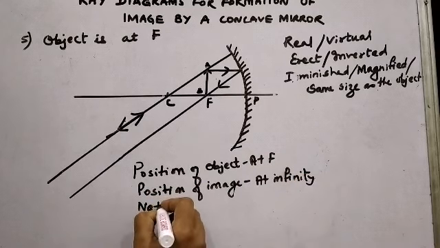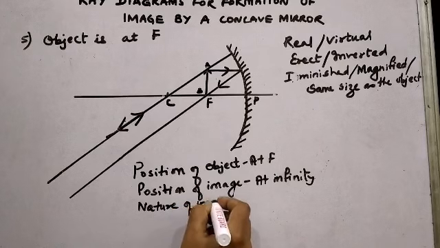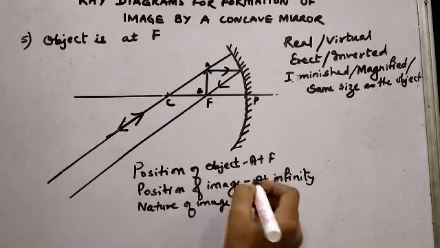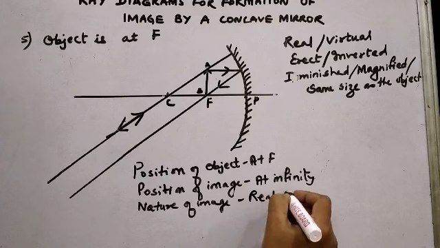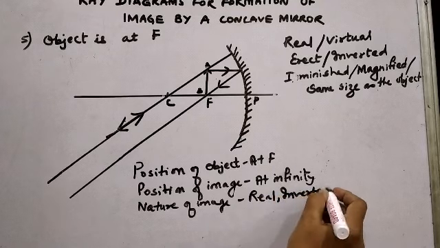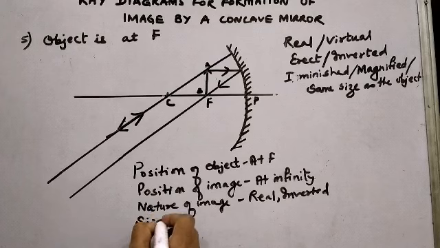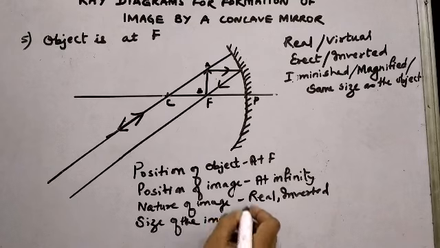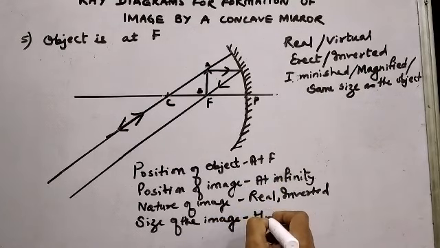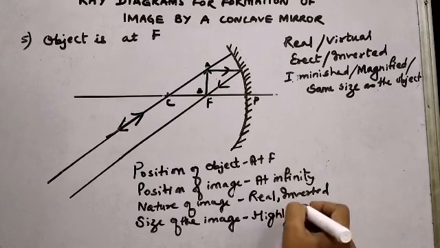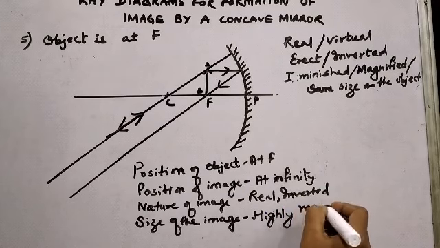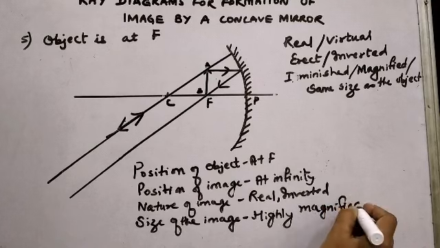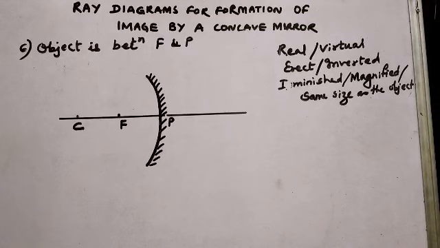Nature of image, the rays of light are definitely going to meet at a far off point. That means it will be a real image, and real image is an inverted image. And size of the image is going to be very big. That means it will be a highly magnified image. So size of image will be highly magnified. This is the last ray diagram for concave mirror.